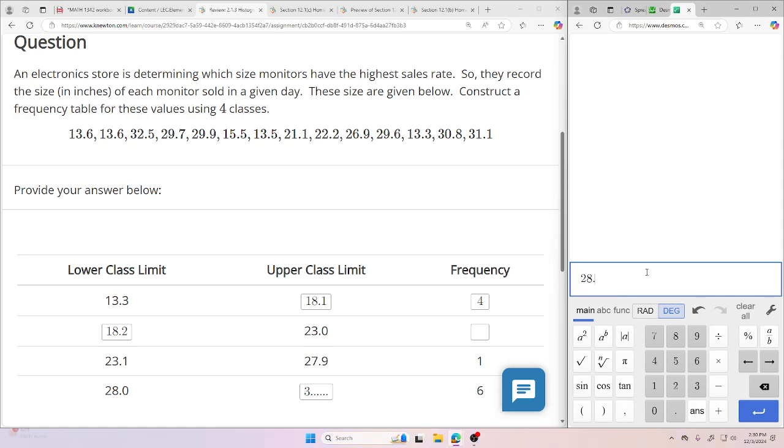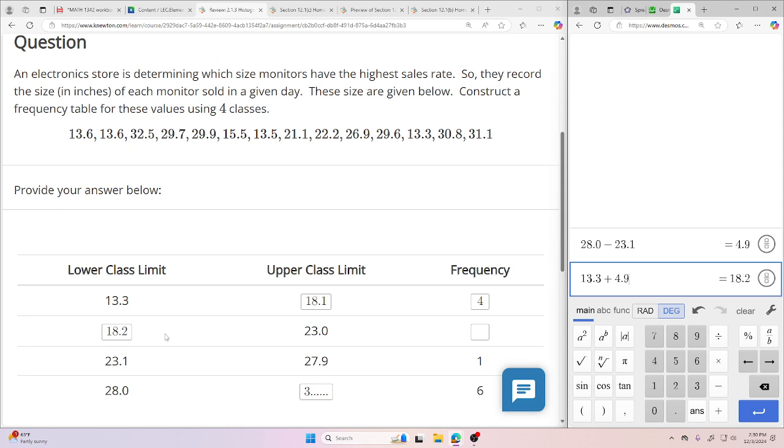So I did 28.0 minus 23.1, and then that's the amount. And so then I did the 13.3 plus the 4.9. There you go. Yep. Okay. You're right. You're right. I don't know. I was panicking.